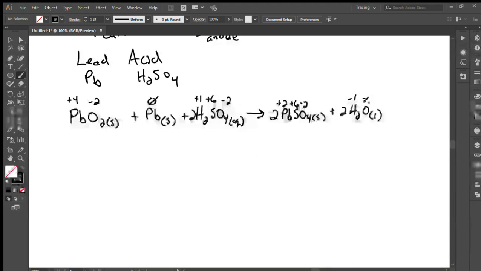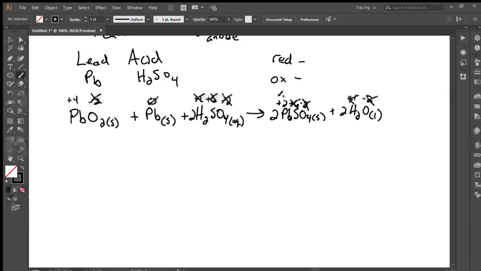Water, +1, -2. So if we look at the oxygens, -2, -2, -2, -2, nothing happened with the oxidation numbers in oxygen. Okay, if we look at the hydrogens, +1, +1, nothing happened there. Look at the sulfurs, +6, +6, nothing happened there. So really all that changed was the lead in the PbO2 went from +4 to +2, and the lead by itself went from 0 to +2. So this is a really interesting reaction, because what is reduced and what is oxidized?